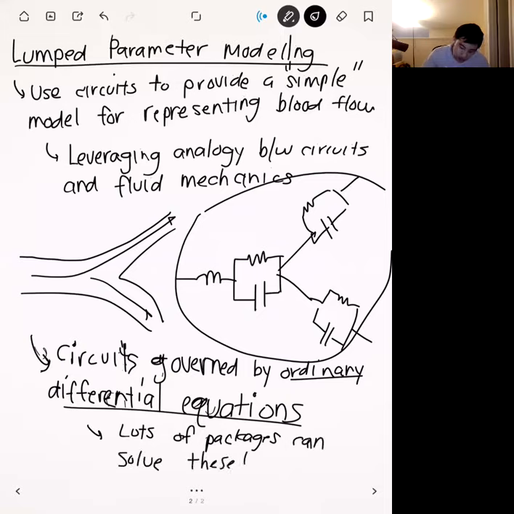In this class we primarily use MATLAB, so we can use ode45 for that, but there are lots of other packages out there. For the purpose of this exam, you're not going to be solving any differential equations. All I want you to do is set up the equations: take a circuit and tell me how we represent it with its governing ordinary differential equations.